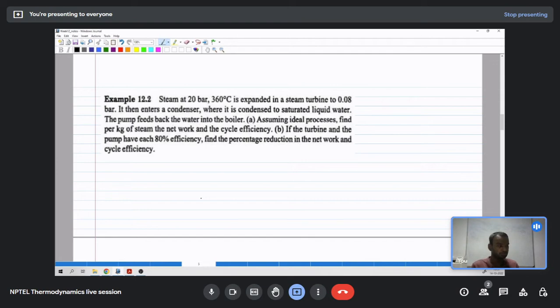So the next problem is with the Rankine cycle. Here steam at 20 bar, 360 degrees Celsius is expanded in a steam turbine to 0.08 bar. It then enters a condenser where it is condensed to saturated liquid water. The pump feeds the water back into the boiler. Assuming ideal processes, find, per kg of steam, the net work and the cycle efficiency.